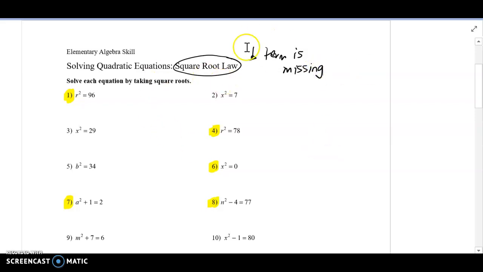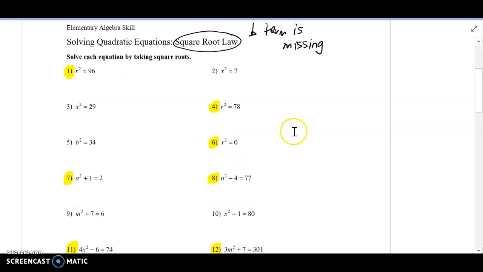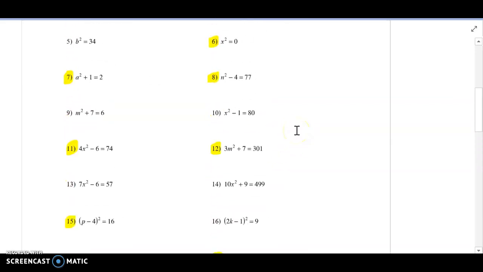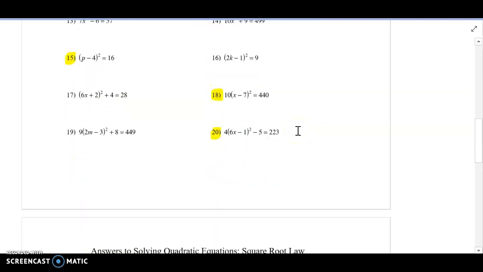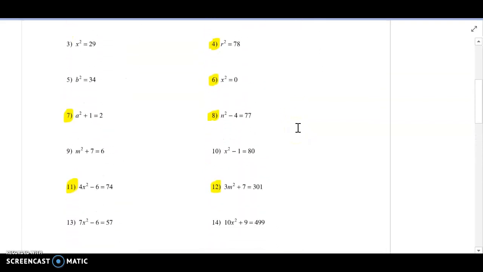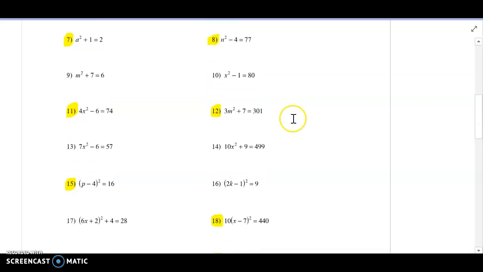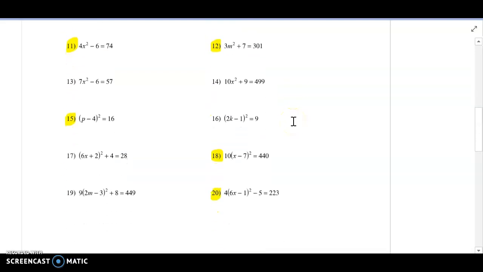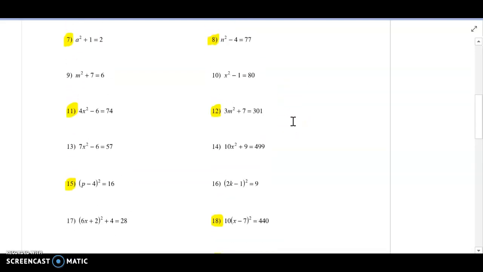You guys can print this worksheet out if you have access to a printer, or you can use separate paper and just copy the problems down and show your work on separate paper, whatever works for you. I'm going to do the highlighted problems. There's 20 problems that you need to do. I'm going to do 10 of them with you. You can do them out of order too, which is fine, as long as all 20 are done.